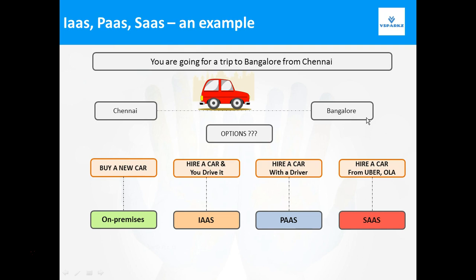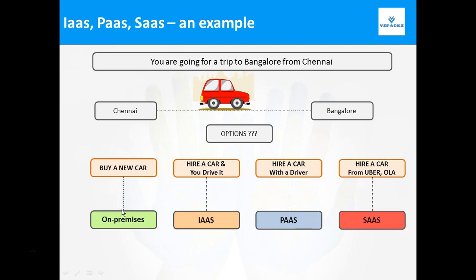Assume that you are going to Bangalore from Chennai by car. Let us see what are all the possible options you will opt for. The first option is you will use your own car or you will buy a new car. This is similar to your on-premises model where you will purchase your infrastructure for money and you run your own operating systems and the applications.